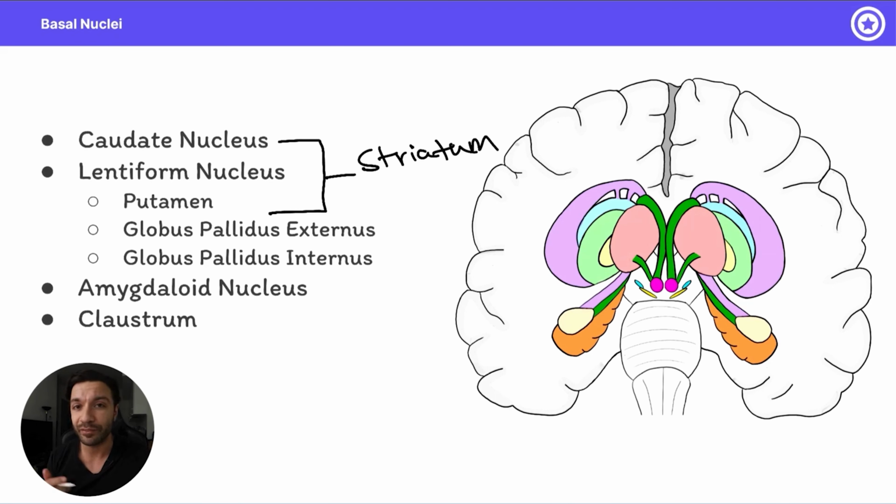And next up we have the amygdaloid nucleus or the amygdala, and that's these structures right here, these little basal nuclei. These are more involved in the limbic system because they're responsible for emotional regulation rather than modulating our movements. And finally, it's not really shown here, but I thought I'd mention it: we have the claustrum. The claustrum would be lateral to our striatum, which is our caudate nucleus and our putamen. We're going to see it in some of the other sections of the brain that we're looking at.